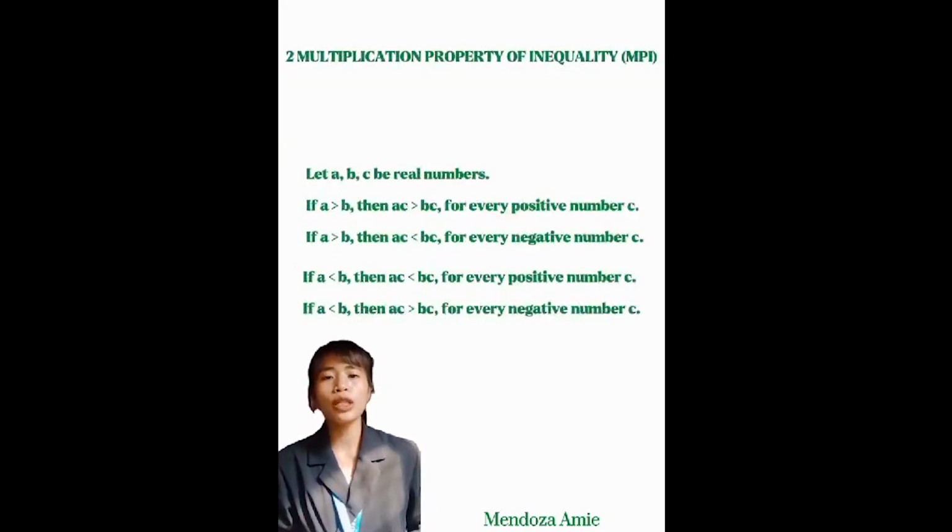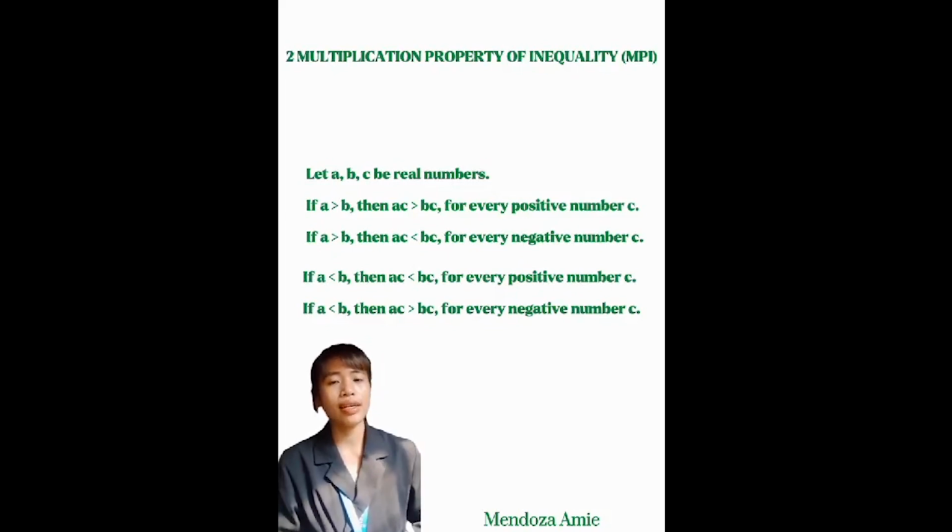Number 2, multiplication property of inequality. Let a, b, c be real numbers. If a is greater than b, then ac is greater than bc for every positive number c. If a is greater than b, then ac is less than bc for every negative number c.